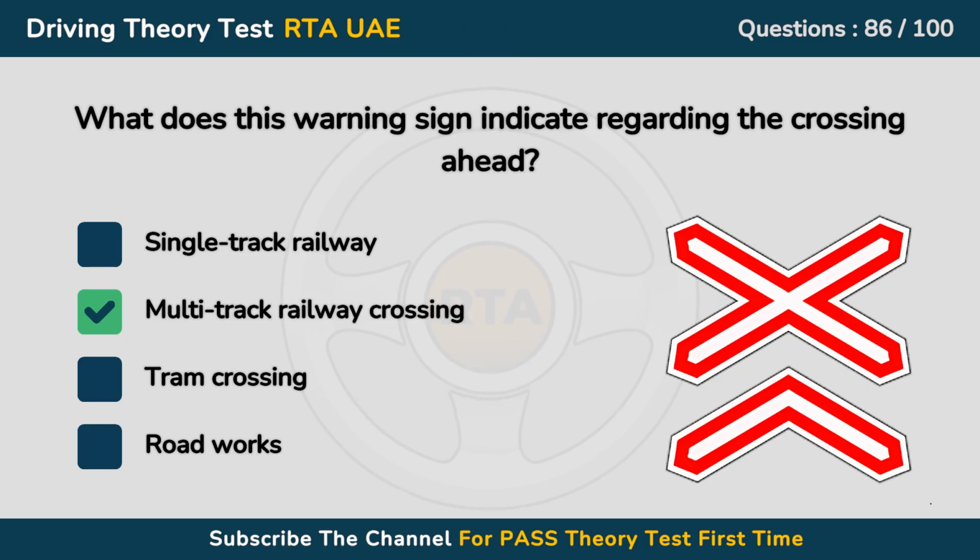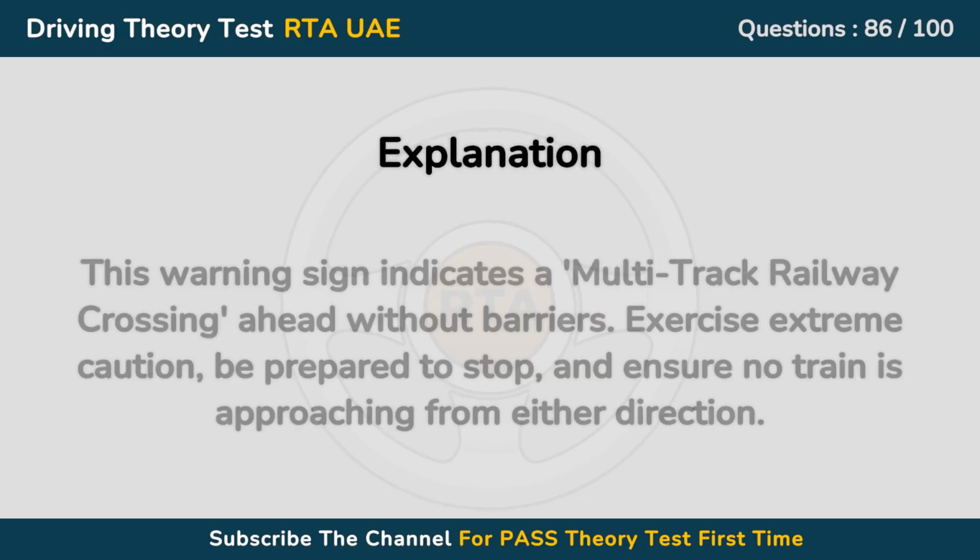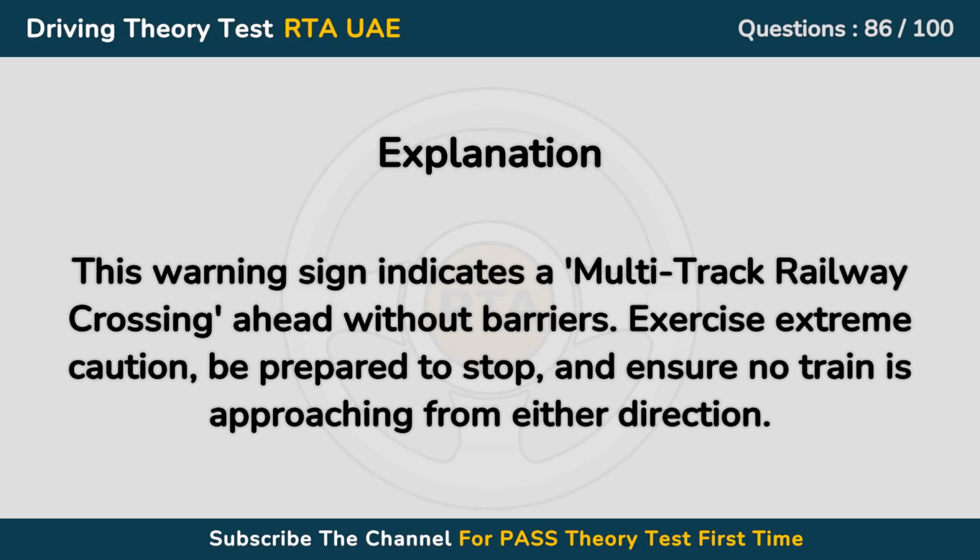Answer is B. Railway crossing. This warning sign indicates a railway crossing ahead without barriers. Exercise extreme caution, be prepared to stop, and ensure no train is approaching from either direction.